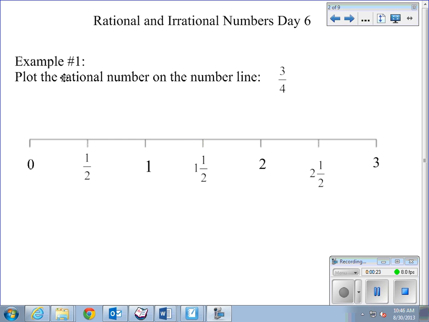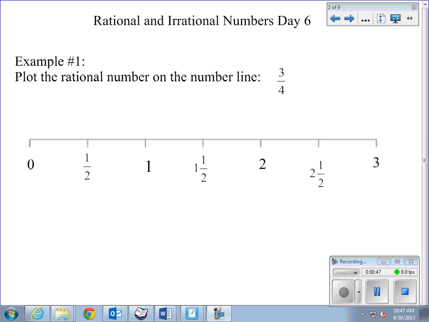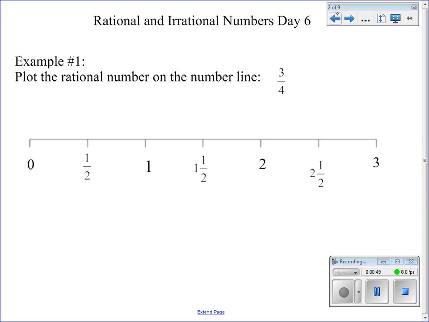Example number one, we're going to plot the rational number on the number line. The rational number they give us is 3/4. So now we look at this number line, and we're going to try to find where does 3/4 fit on this number line. Is it going to be in the 0, 1/2, bigger than 1, less than 1? Where exactly is this going to go? What I would recommend is converting these to a decimal.